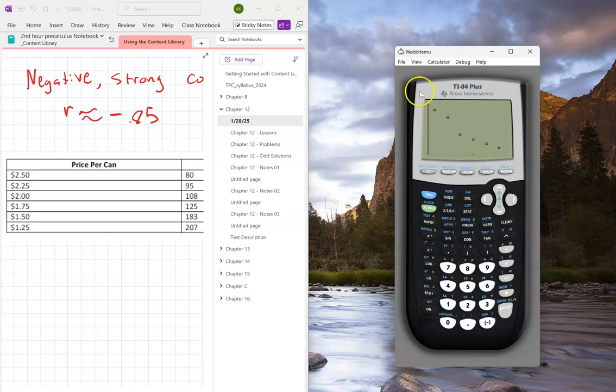If you had some other lines and stuff showing up, it's because you had stuff in the Y equals menu. I probably should get rid of that. You can clear those out of there and it'll just be the clean scatter plot. Any questions so far?